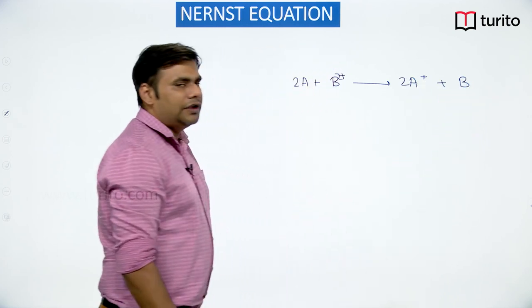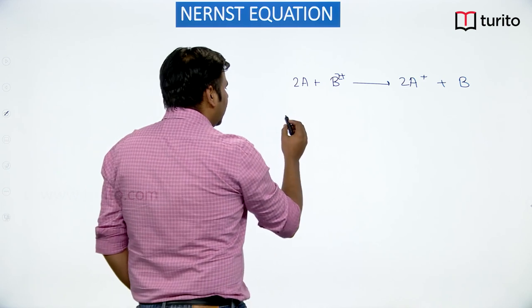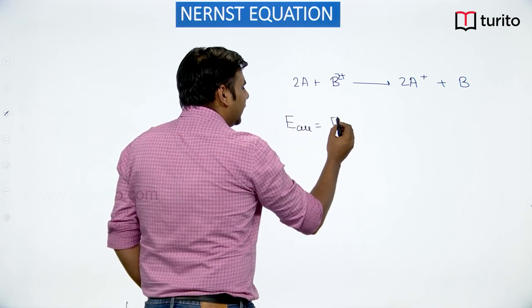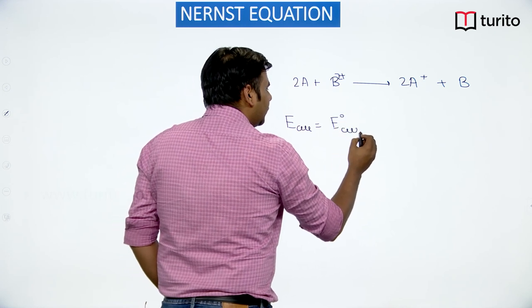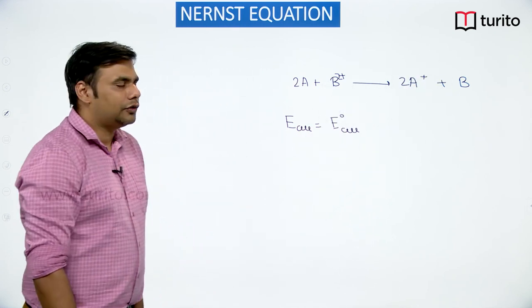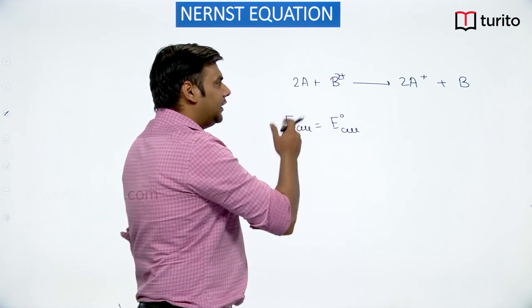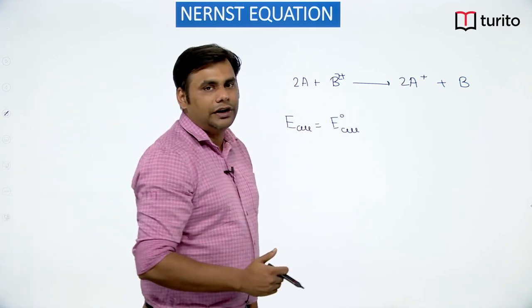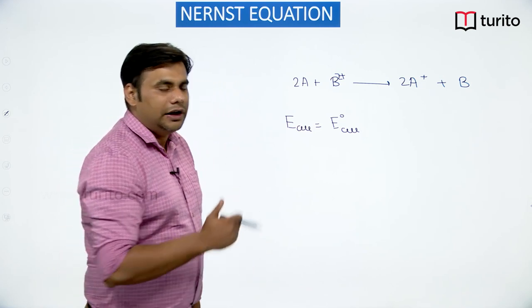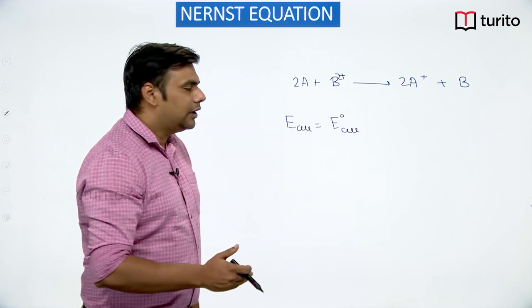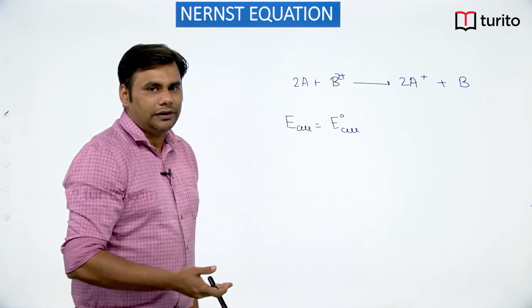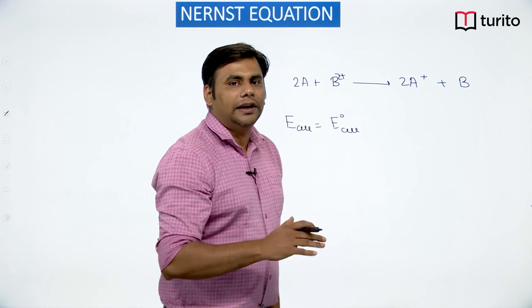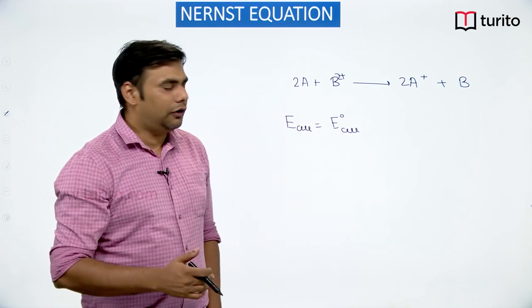We'll say that the overall EMF of this cell would be the E naught cell, the E naught of this reaction. We'll write the oxidation half, A is oxidizing into A plus, and the reduction half, where B2 plus is reducing into B. So we'll get the individual half cell EMFs, and the overall E naught cell would be the E naught reduction potential of the cathode minus the E naught reduction potential of the anode.